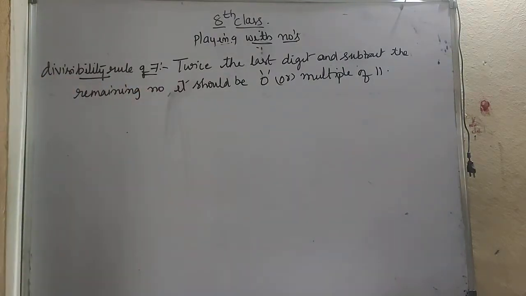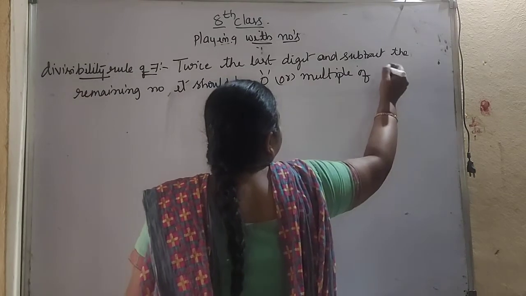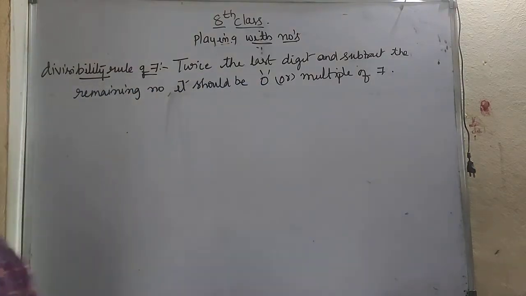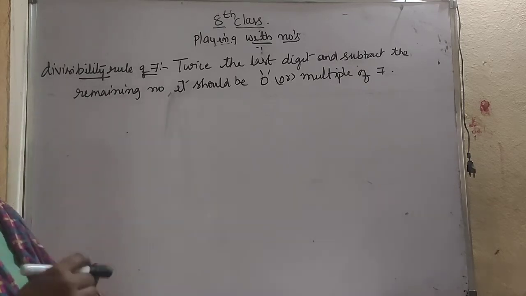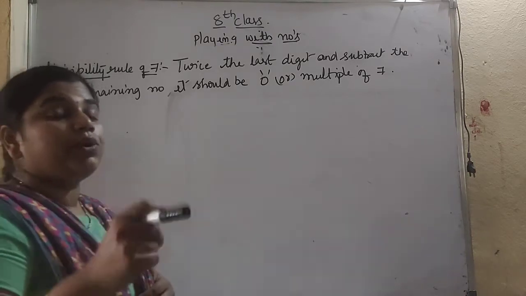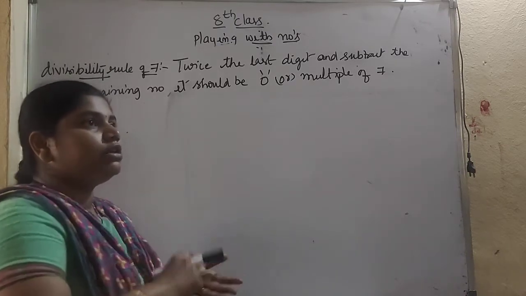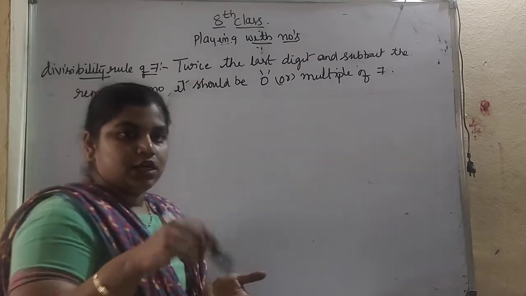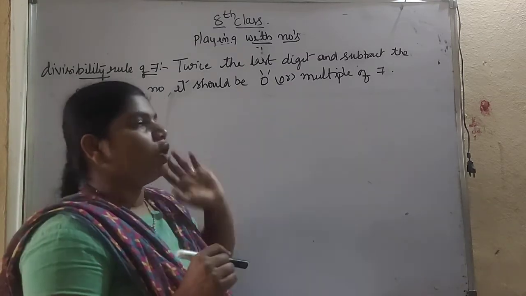So what is the divisibility rule of 7? Okay, so what is the condition? Twice the last digit and subtract it from the remaining number. Till where do you have to continue this process? Till you get the result as 0 or a multiple of 7.